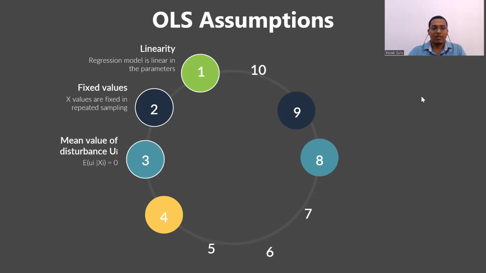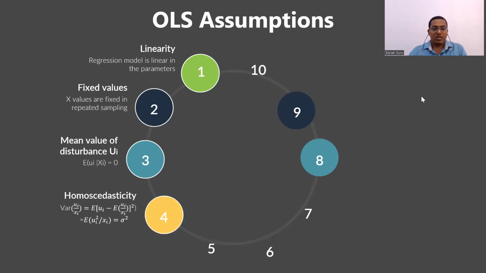The third assumption that I make is that the mean value of the disturbance ui, which is the expectation of ui conditional on xi, for a particular given xi, the expected value of ui, that is the disturbance term, is 0. The disturbance from the original value can be a negative deviation or a positive deviation. So the expected value, the mean of those positive and negative deviations, comes out to 0, given the conditional x value.